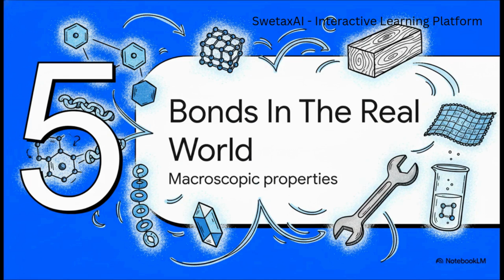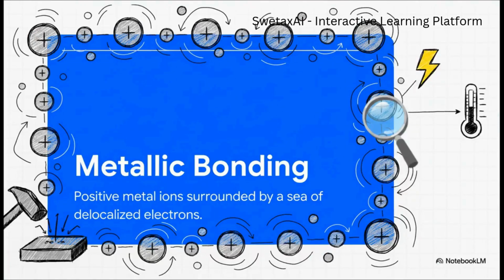All right, final section, Section 5, bonds in the real world. Let's look at some macroscopic properties. Okay, it's time to connect all these microscopic quantum blueprints to the macroscopic world that we actually touch and see every single day. Think about the metals you use all the time.